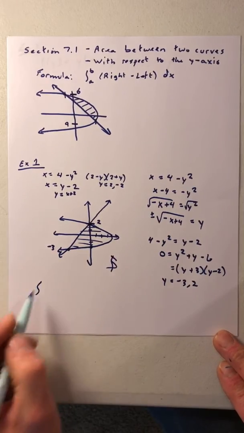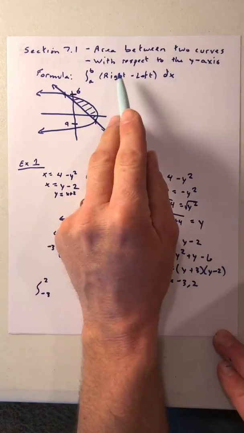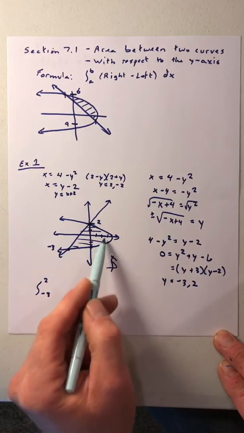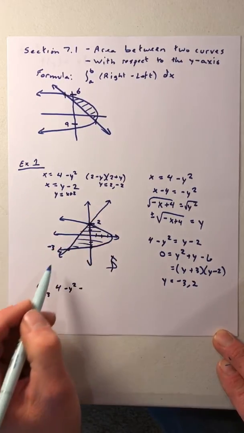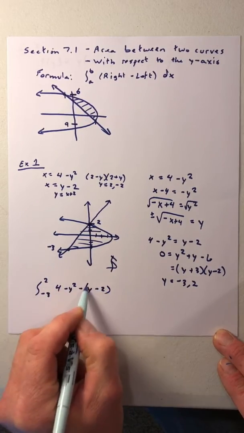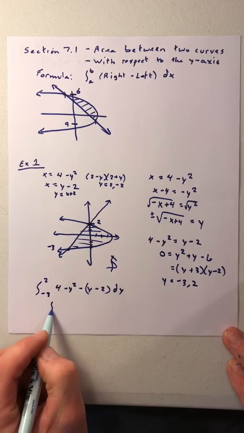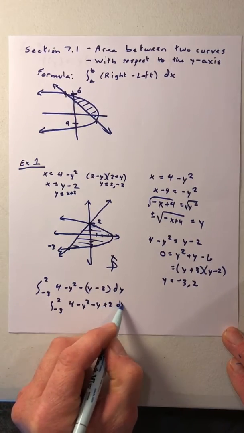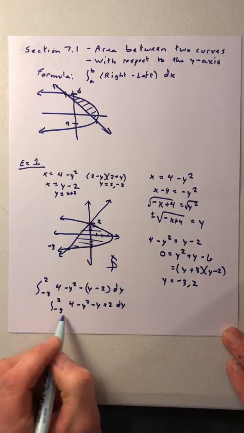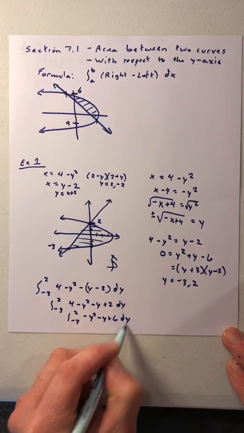So I'm going to integrate from negative 3 to 2 of my top curve, but now I'm looking at the right curve. The right curve in this case is that quadratic, 4 minus y squared, minus the left curve, which is y minus 2. And my variable of integration becomes y, so I've got a dy at the end. I can integrate this, negative 3 to 2, 4 minus y squared minus y plus 2 dy. Cleaning that up, I'm going from negative 3 to 2 of negative y squared minus y plus 6 dy.